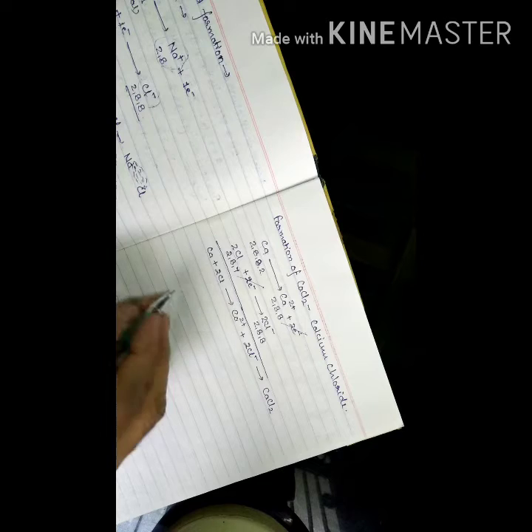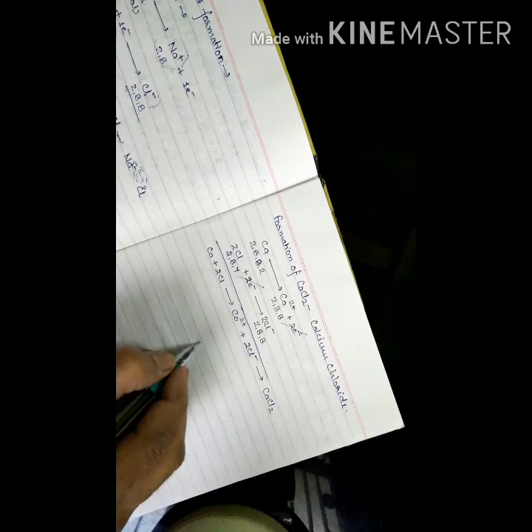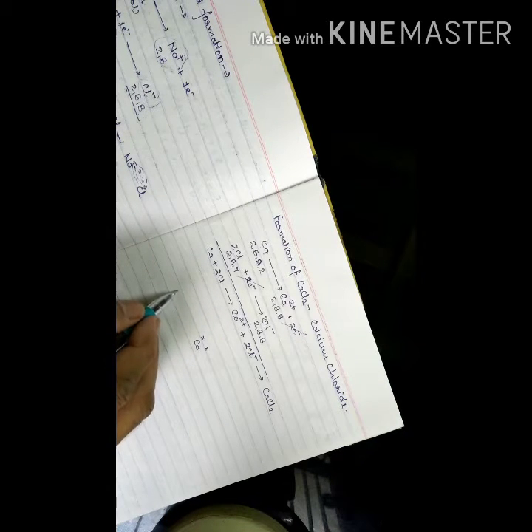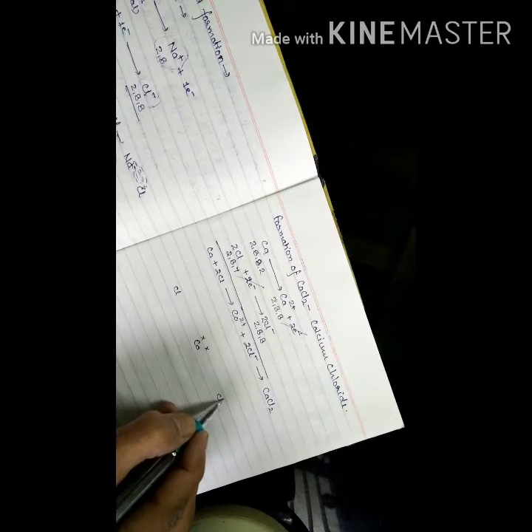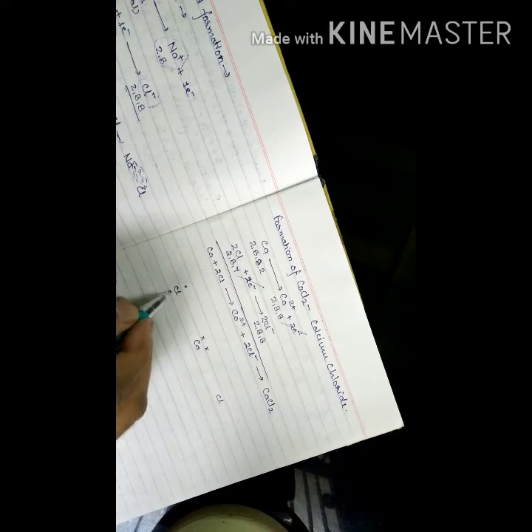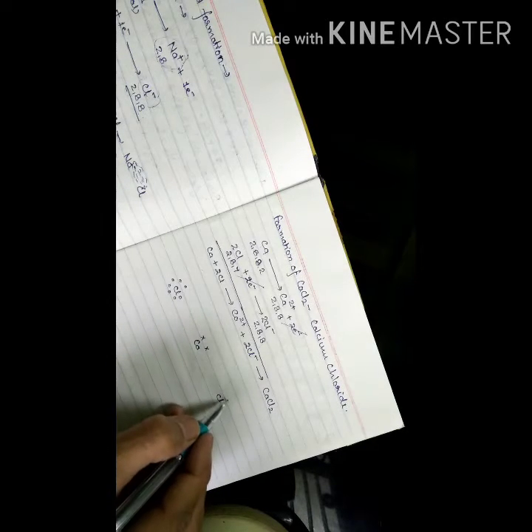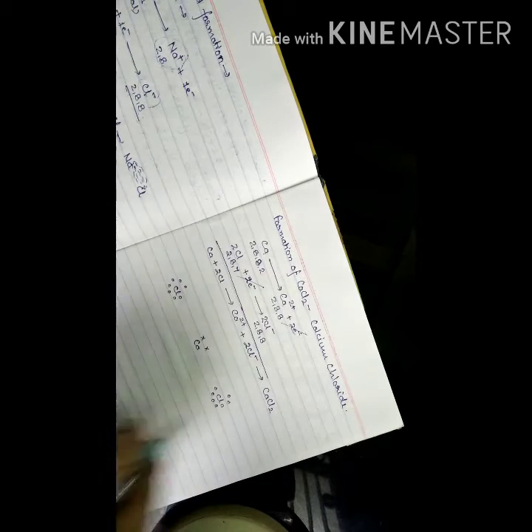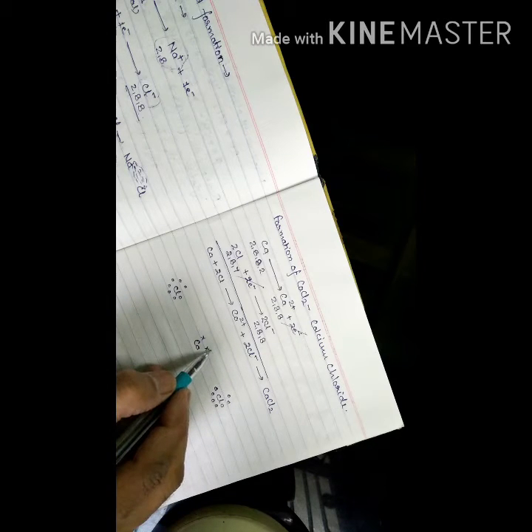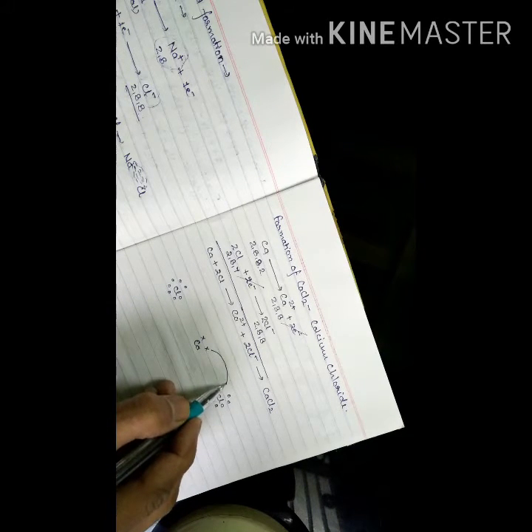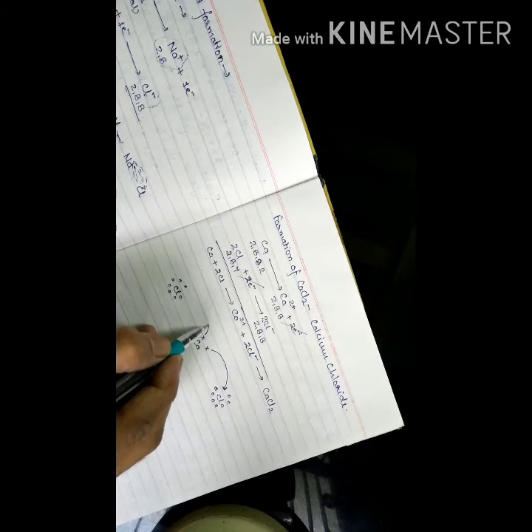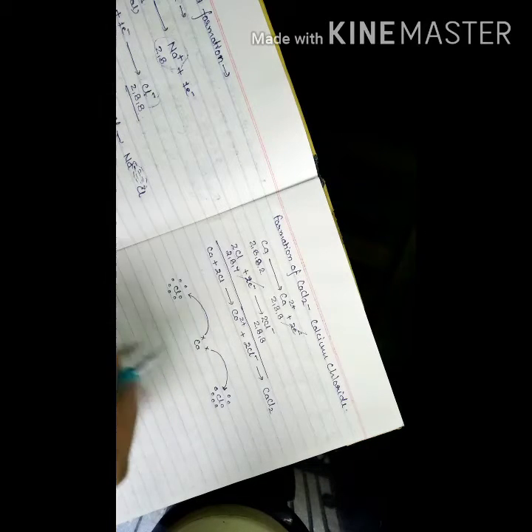This is the equation method. In the electron dot method, this is the calcium having 2 electrons in its outermost shell. This is the first chlorine and this one is the second. Both will have 7 electrons in their outermost shell. Similarly, this chlorine also will have 7 electrons. Now calcium donates 1 of its electrons to the chlorine on its right-hand side and 1 electron to the chlorine on its left-hand side.